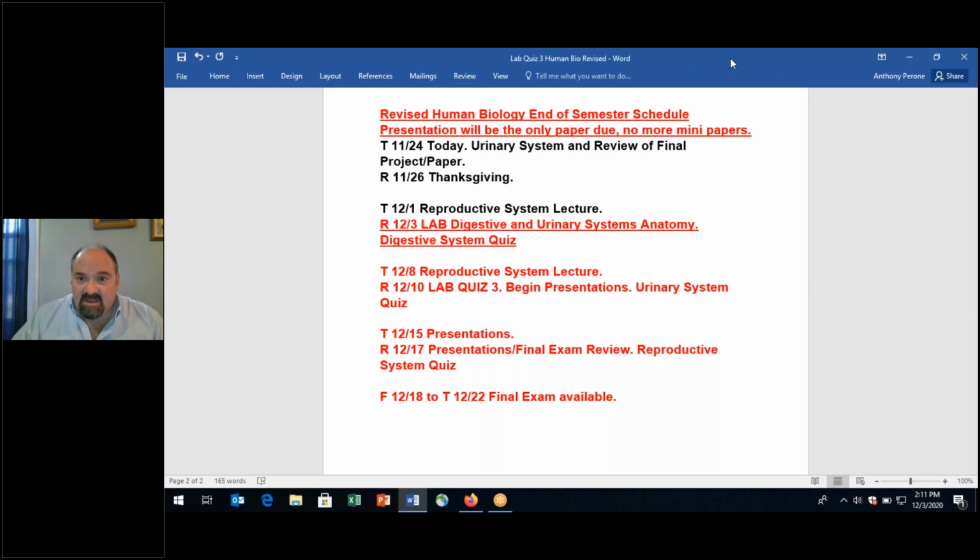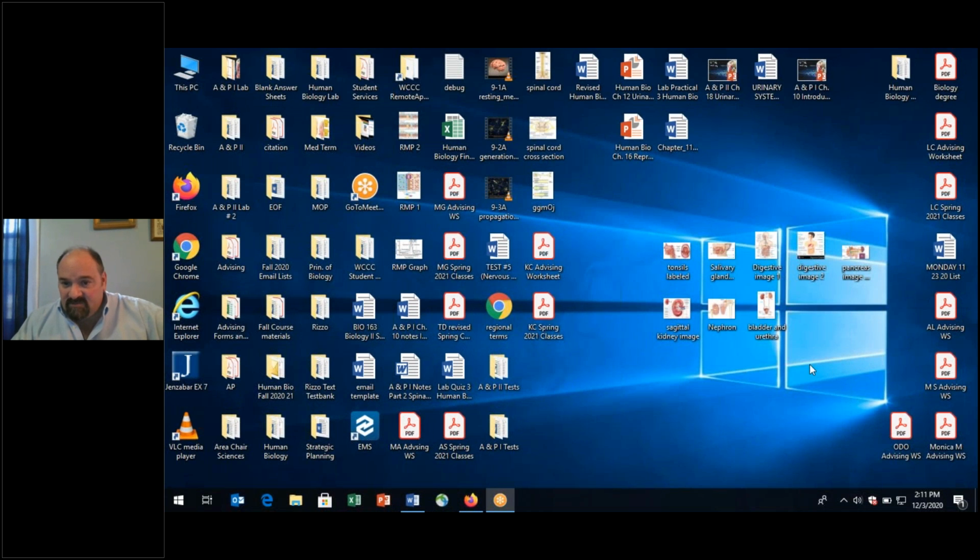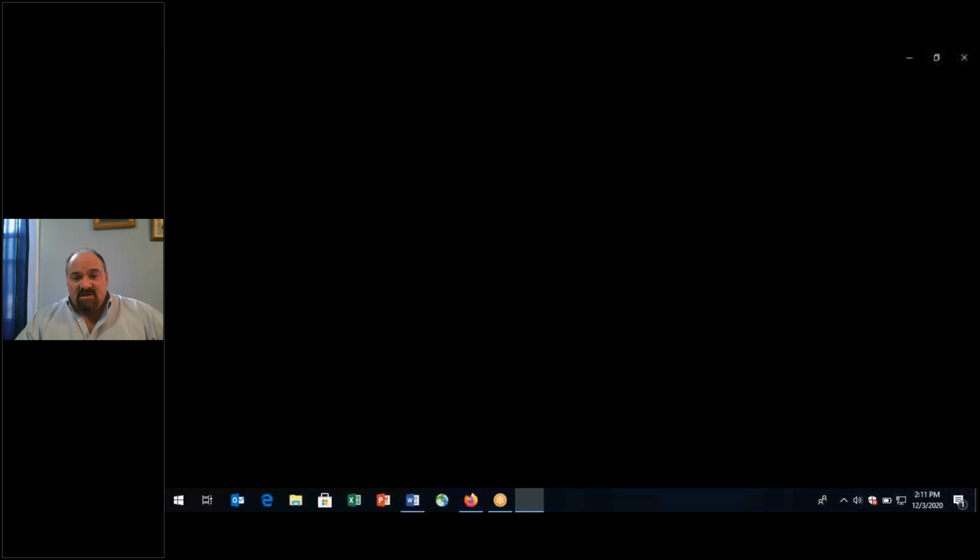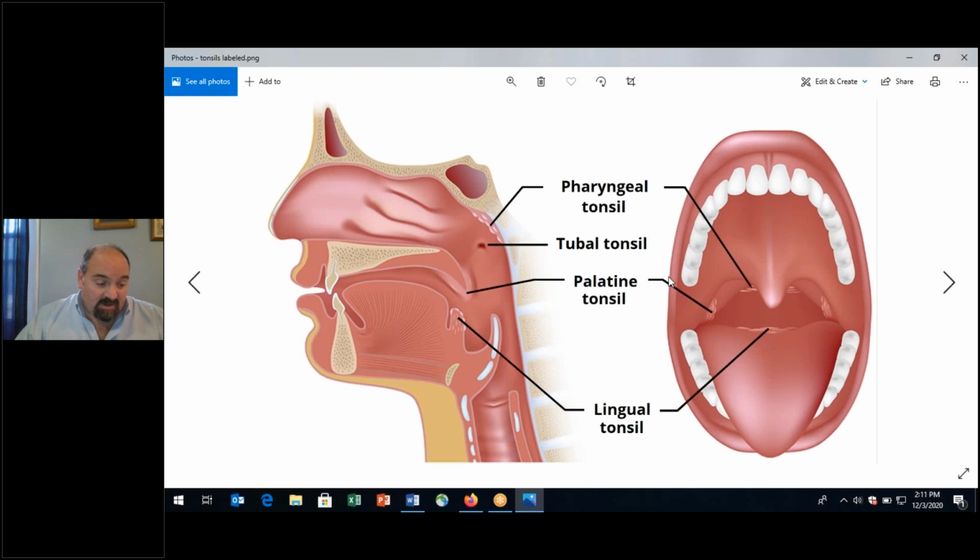Okay, so let's go out of this image here. Cancel. I'm going to move this over. Here we go. That's better. Okay. And let's look at the tonsils first. So again, all of these images I will post in documents and resources for you, okay?